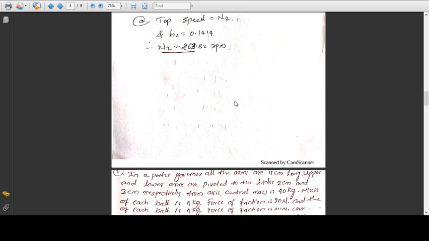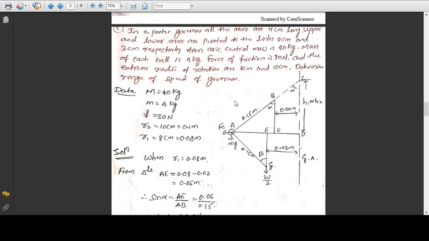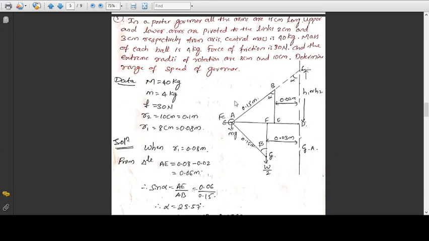Okay, so moving further, go through the next example. Here the statement is: in a Porter governor, all the arms are 15 centimeter long. Upper and lower arms are pivoted to the links 2 centimeter and 3 centimeter respectively from the axis.